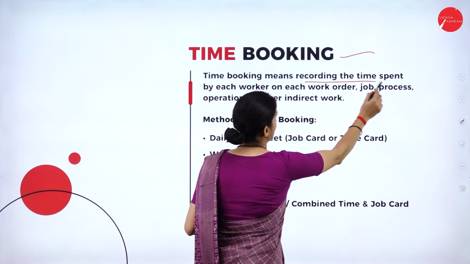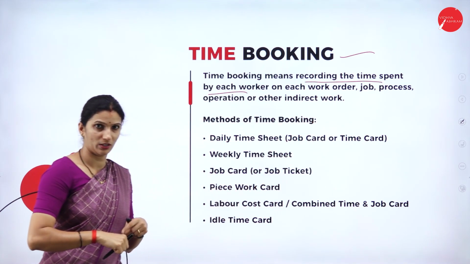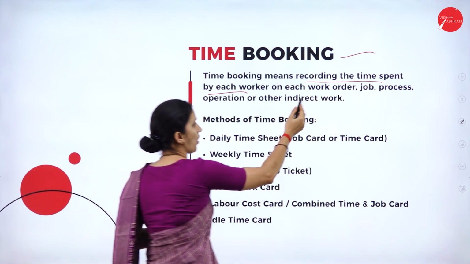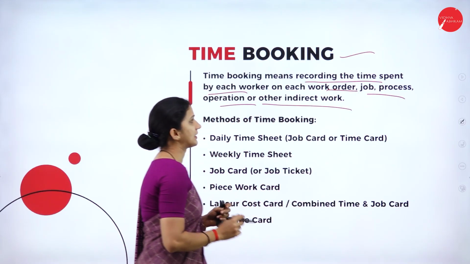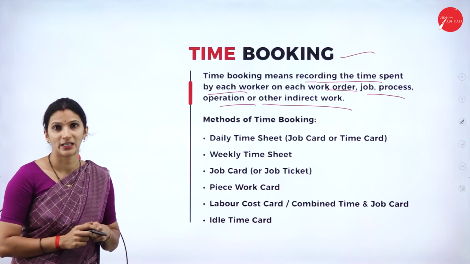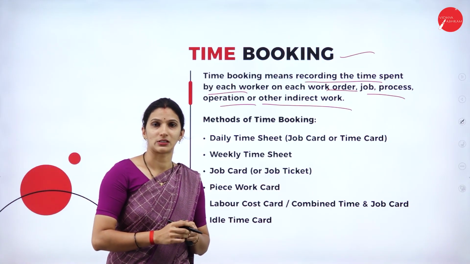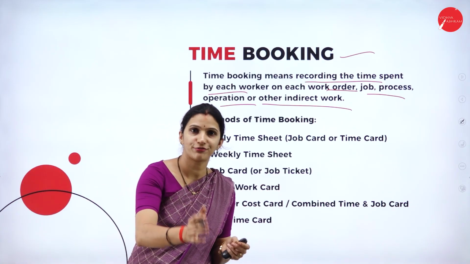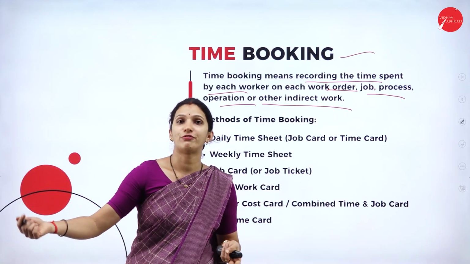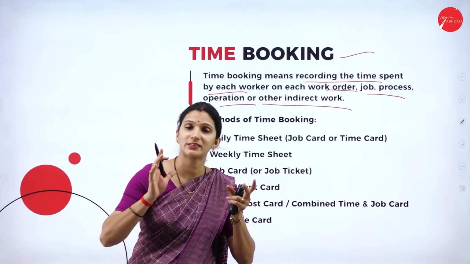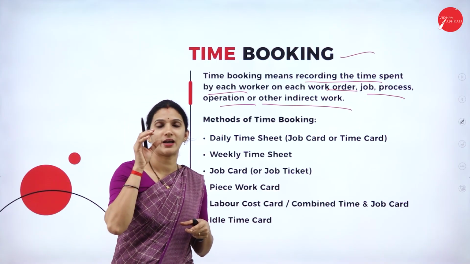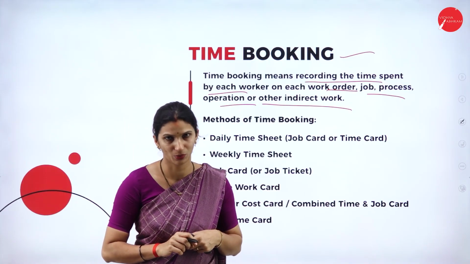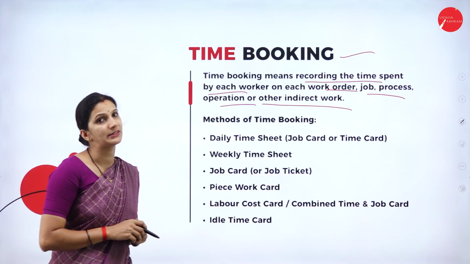Time booking records the time spent by each worker on each work order, job, process, operation, or any other indirect work. That means from when they enter until they leave the factory, the time they have taken and involved in the production process or in any other indirect work. That is what we have under time booking.